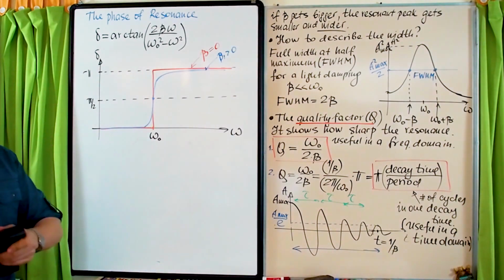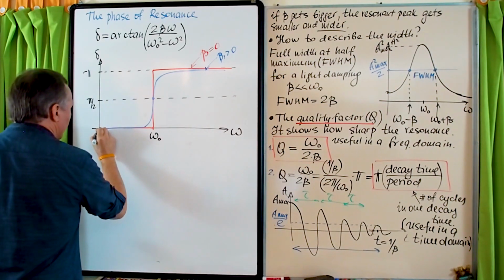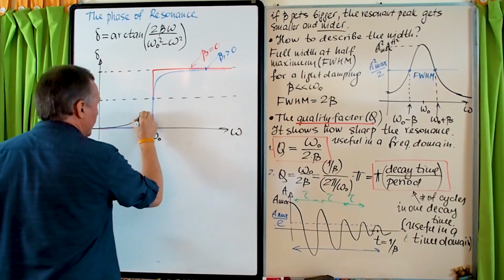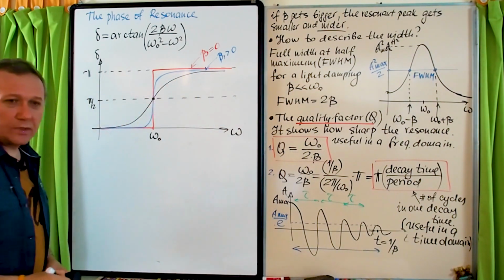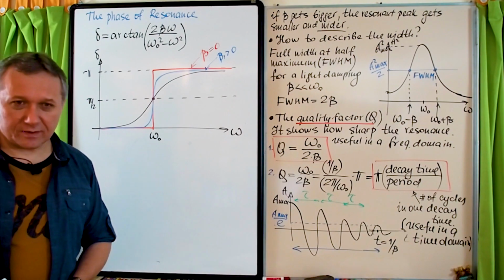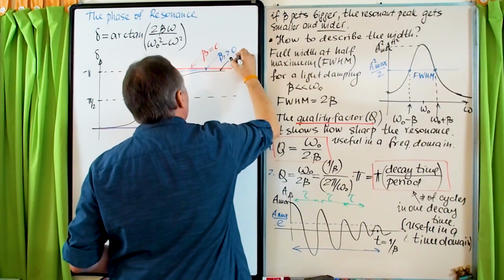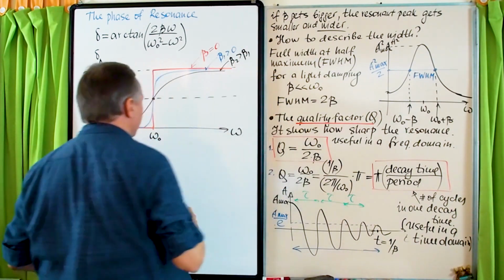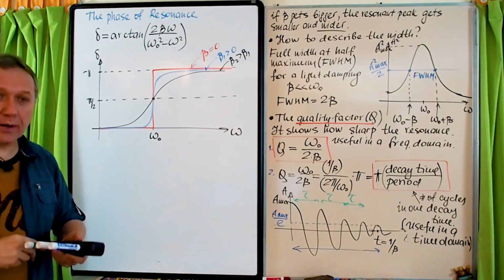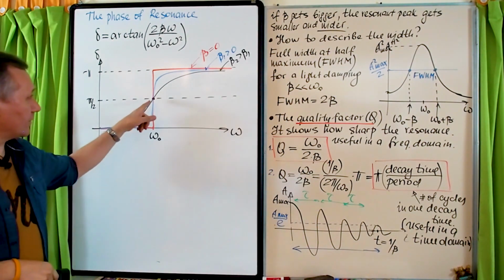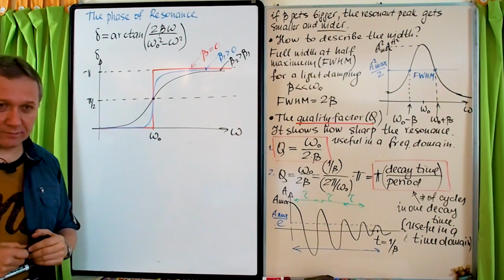Then if you increase beta even more, of course, it will be something like this, but it still goes through pi over 2. At the resonance, it's pi over 2. So now this is beta 2, larger than beta 1. And as you keep increasing, this will become less and less steep, but every time at the resonance, the phase difference is pi over 2.